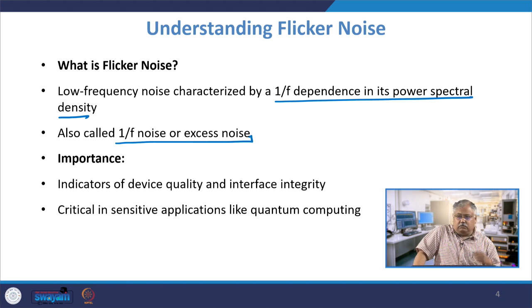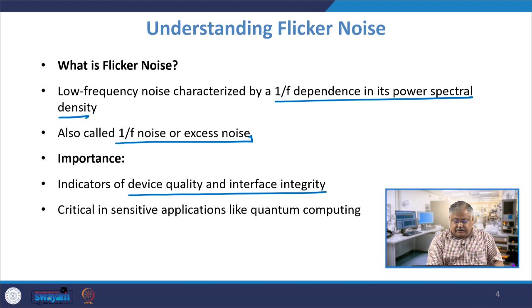Why is it important? Because two things, primarily it indicates the device quality and interface integrity. So if the interface integrity is bad, which means that the interface is not good, you have large amount of traps and there are large amount of detrapping happening, of course there will be a good amount of trapping, detrapping taking place, and thereby indicating that the interface quality is relatively low.